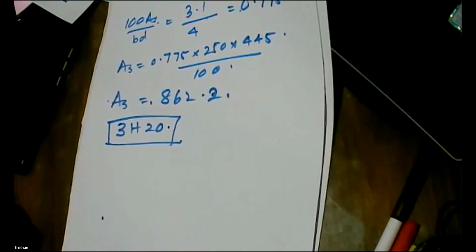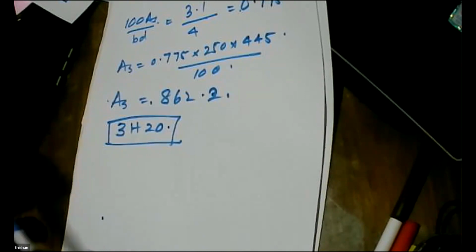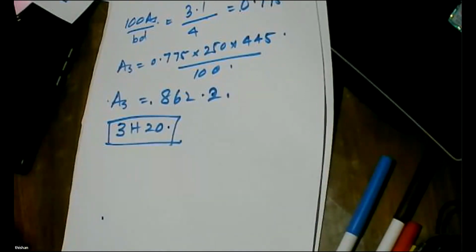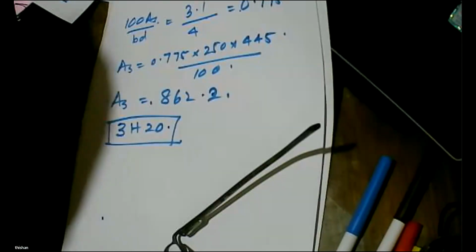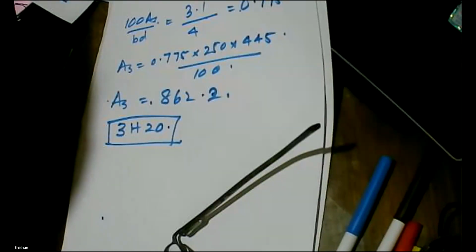So you can do all your long calculations and divide, or on the other hand, you calculate M over b d squared, divide by 4. That is 100 As over b d. And then you can find the reinforcement required. So that is the shortcut, right? So I do all my designs using the shortcut. I don't write all these long calculations.